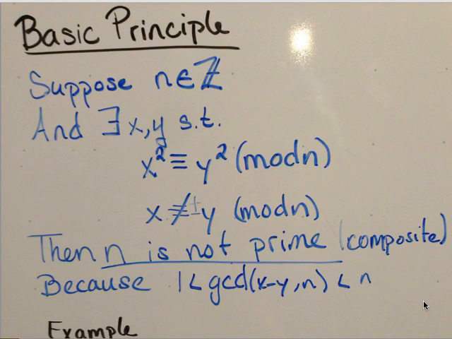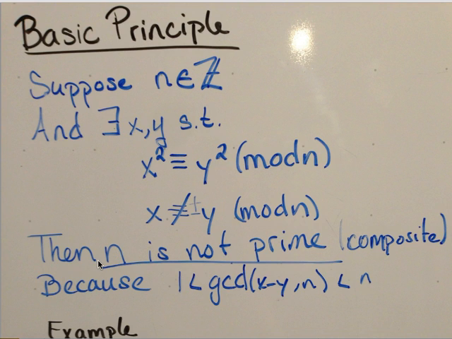The basic principle is used in Miller-Rabin primality testing, as well as some other things. It's not always called the basic principle, but it was in my book. It states, first of all, that suppose n is an integer, and there exists x and y such that x squared is congruent to y squared mod n, but x is not congruent to plus or minus y mod n.